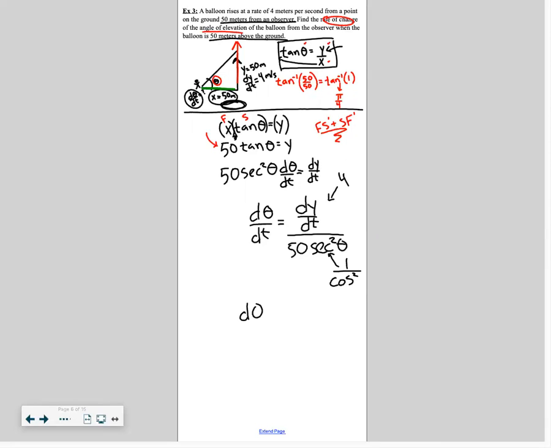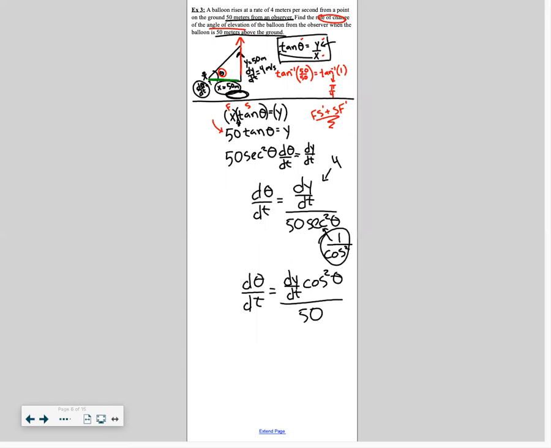If I were to flip that, multiply by the reciprocal, just bring that up top, d theta dt would be dy dt cosine squared theta over 50. Okay, at this point, you just plug everything in. The dy dt is 4, so d theta dt is equal to 4 times cosine squared pi over 4, over 50.